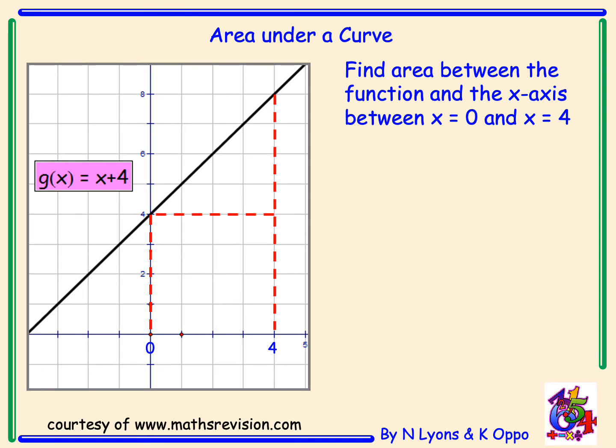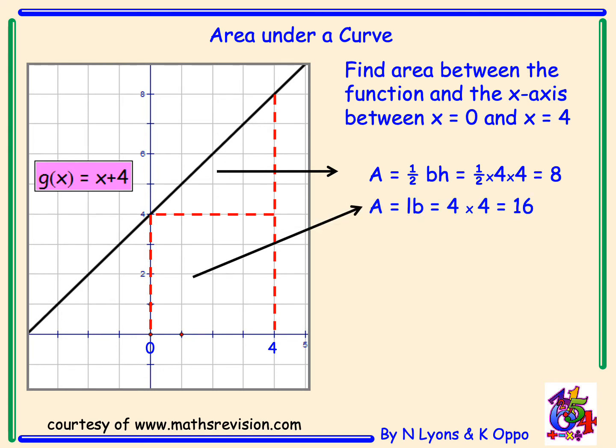Now I could just use algebra. I could split that up into two shapes. I've got a triangle at the top plus a rectangle at the bottom. I can work out the area 1 is a half the base times the height, which is a half times 4 times 4 equals 8. The bottom area is length times breadth equals 4 times 4 is 16. We can add them together. 8 plus 16 is 24 square units. That's using geometry.